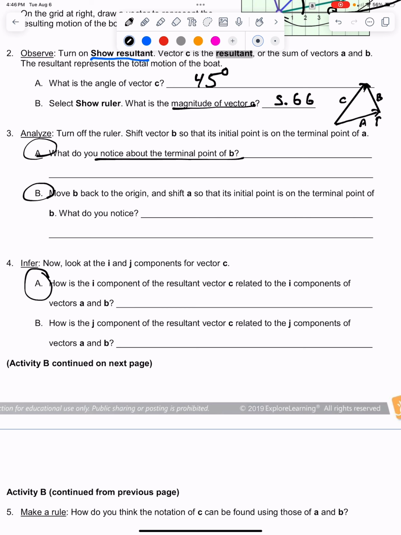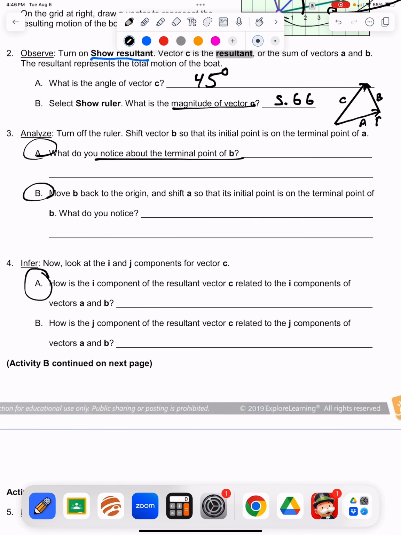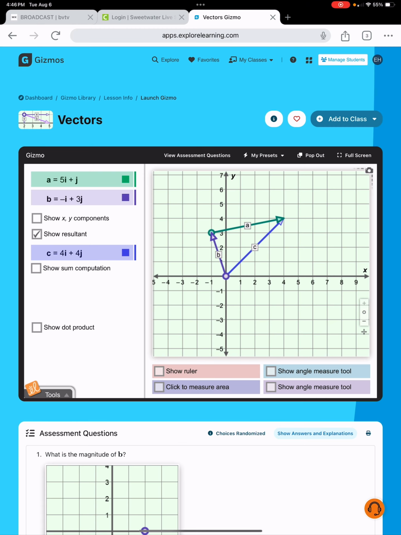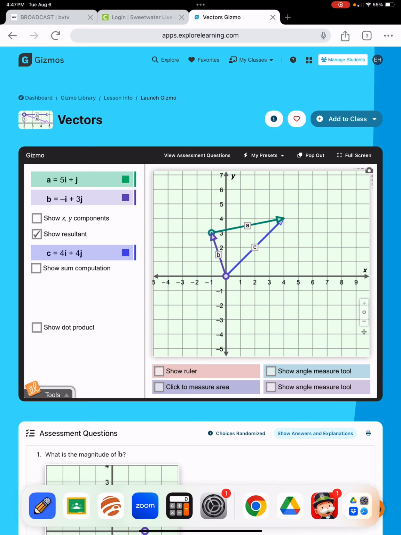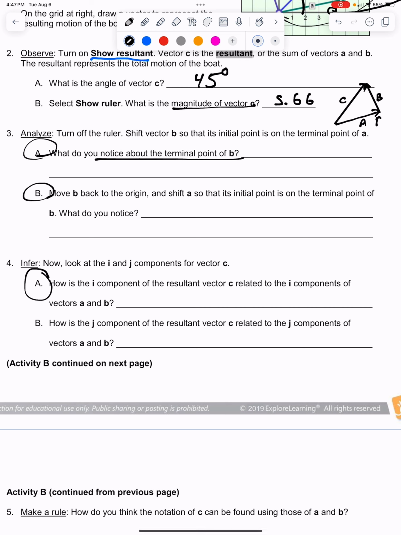Part B, how is the j component of the resultant vector C related to the j components of vector A and B? Same logic, really. If I add the i components, I get the x component of the resultant, 4. If I add the j components, I'm going to get the y component of the resultant vector. Take a moment to summarize your part 4.